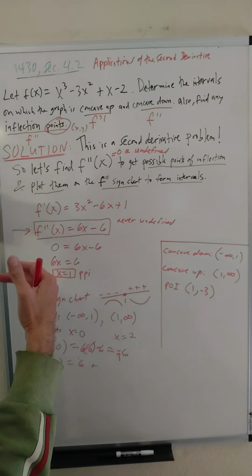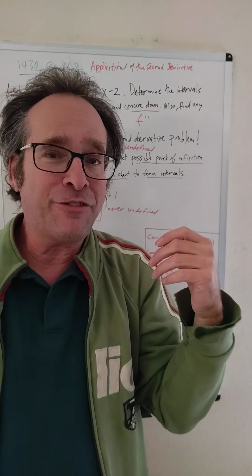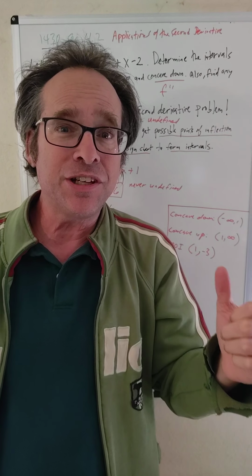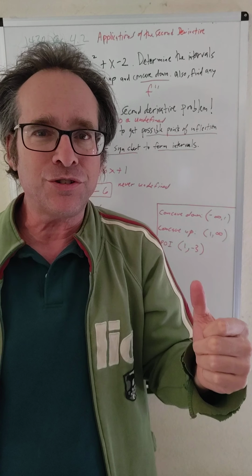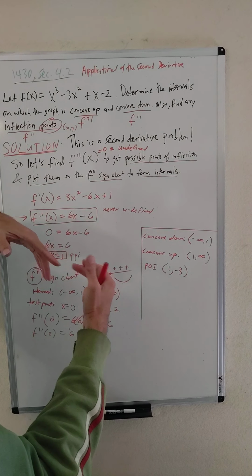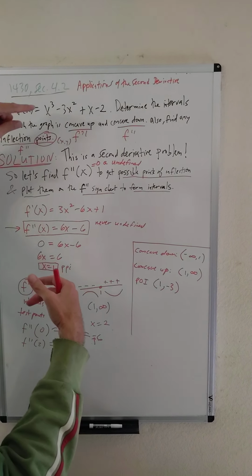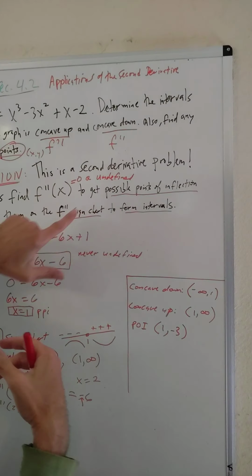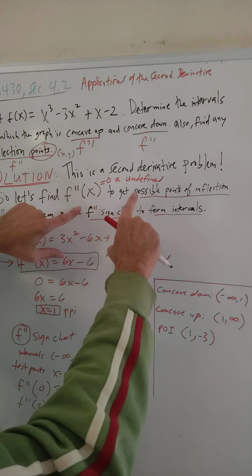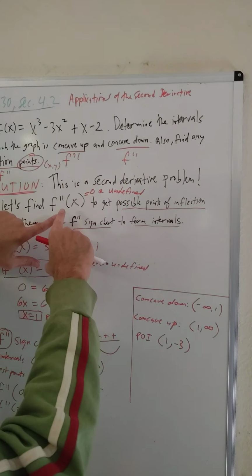In the previous section, we talked about where do we have f increasing and decreasing? On what intervals is f increasing and decreasing? Increasing, decreasing questions are first derivative problems. And it's very similar to what I did here. The only difference is if you want to find on what intervals is this graph increasing or decreasing, you would say this is a first derivative problem. So you would find f prime of x to get critical numbers. Instead of possible points of inflection, they're called critical numbers for the first derivative.